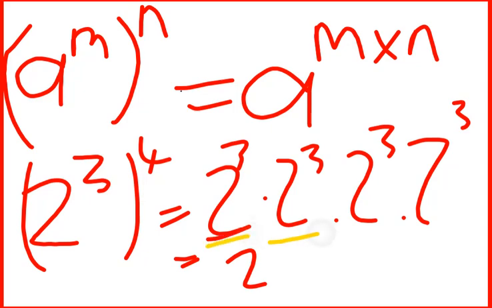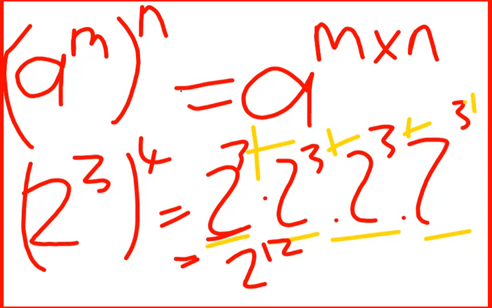same base, you can add the exponents. So we're going to say 3 plus 3 plus 3 plus 3, which we know is 12. So let's quickly write that, and it's going to be 2 to the power of 12, right?